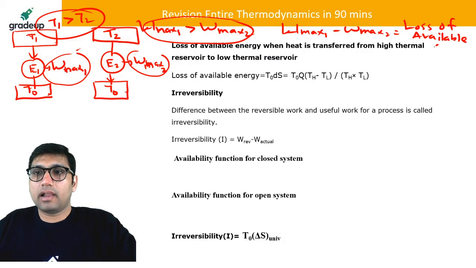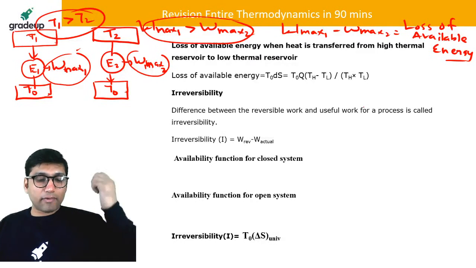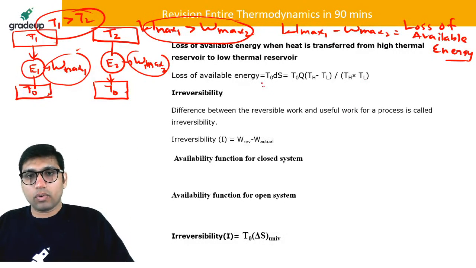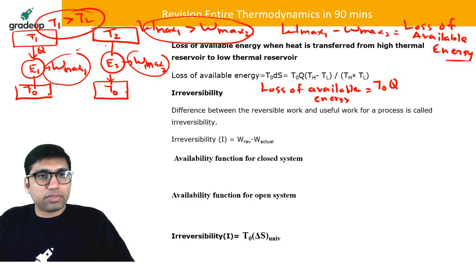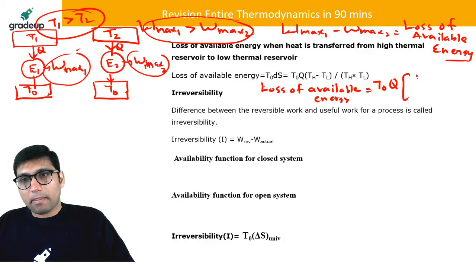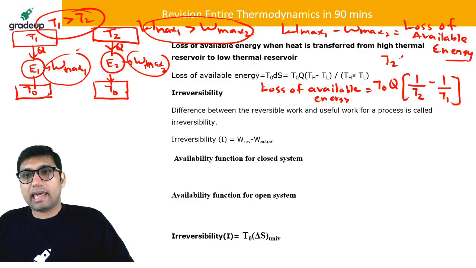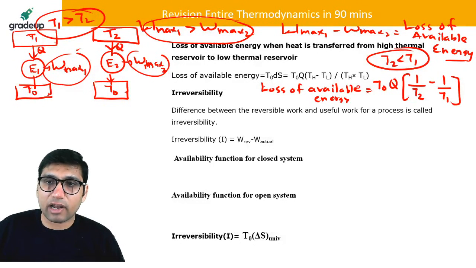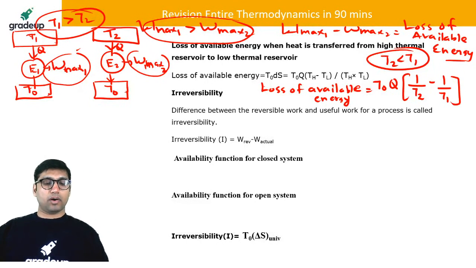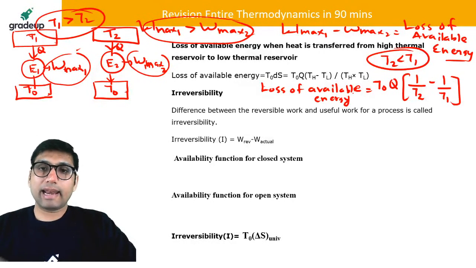So loss of available energy is equal to, I'm telling you the direct formula: loss of available energy is equal to T naught into Q. Let us say both engines are supplied with same heat Q, times 1 by T2 minus 1 by T1, where T2 is less than T1. Okay, this is the direct formula for finding the loss of available energy. Clear? This is the direct formula for finding the loss of available energy.